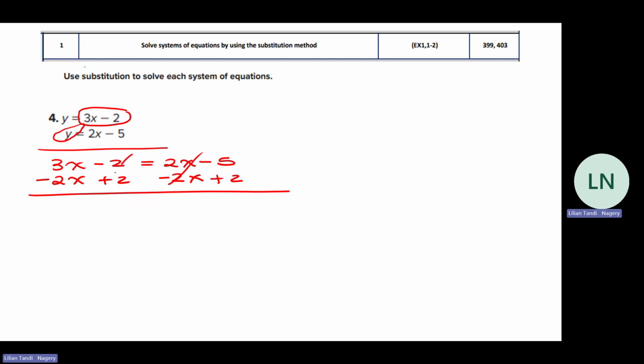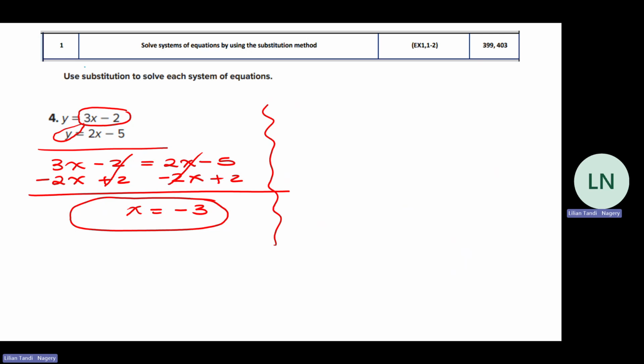This is 0, this is 0. This is x. 3 minus 2 is 1x. In math, we never write the number 1, okay? Negative 5 plus 2 will be negative 3. And you circle your answer. Move your x a little bit closer to the equal, okay?